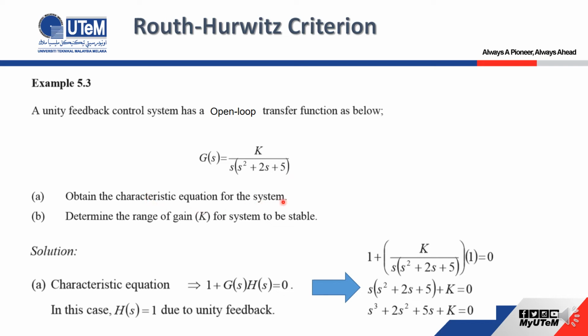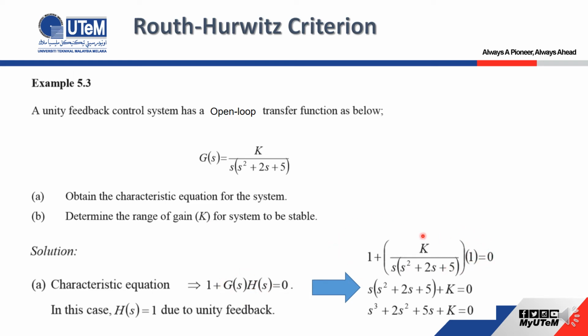And then from that characteristic equation of the system, we can use the RH table to find the range of K that makes the system stable. In order to get the characteristic equation for this system, we just use this formula, where 1 plus G(s)H(s) equal to 0, so we just put this G(s) in this formula. And as I mentioned before, H(s) is equal to 1 because this is a unity feedback control system. We just put all this in this equation and then we get this result.